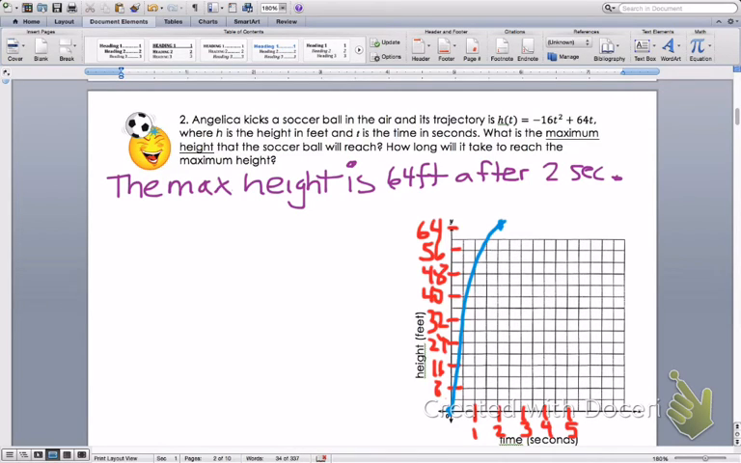I'm going to reflect the other half. I know it's symmetrical. So if it took 2 seconds to go up, it's going to take 2 seconds to come back down. I'm going to go ahead and graph the other half of the parabola. And I have my parabola graphed. Let's go ahead and move on to the last problem.